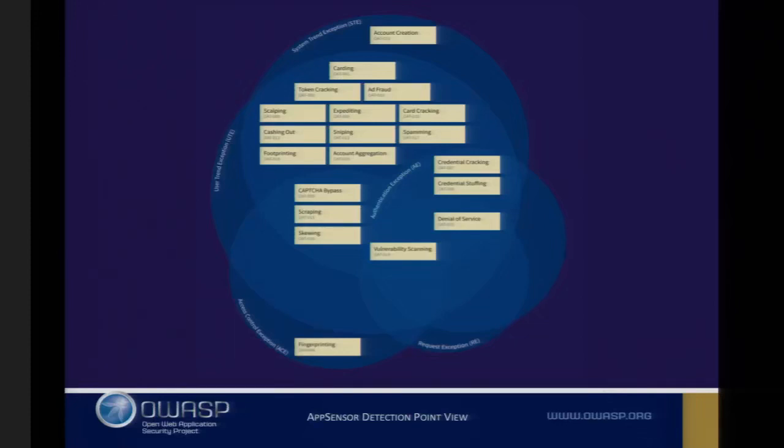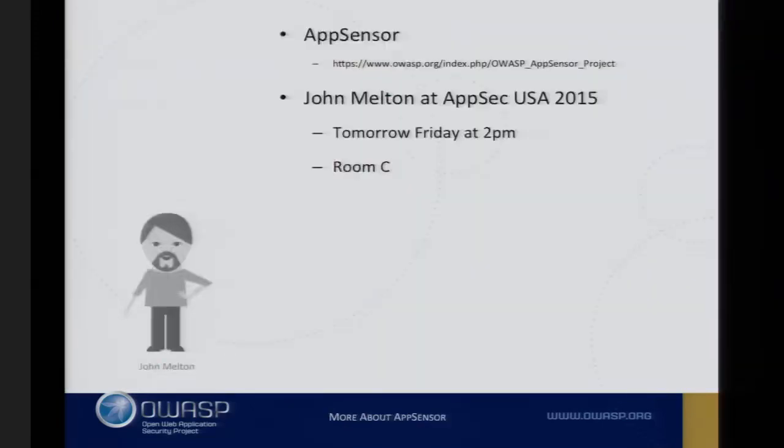Returning to one of my original questions, which was which detection points in the OWASP AppSensor project might be useful for looking for these things, it turns out, perhaps obviously, that system trend exception and user trend exception type attack detection points are potentially of use for detecting these things. For vulnerability scanning, there's quite a large overlap with lots of different categories in AppSensor. If you do want to learn more about AppSensor, my colleague John Melton is speaking here tomorrow afternoon about the project, so do come along and listen to that.